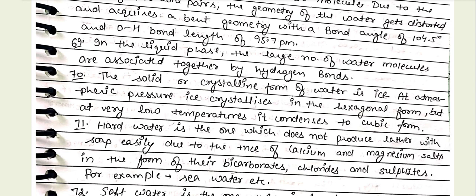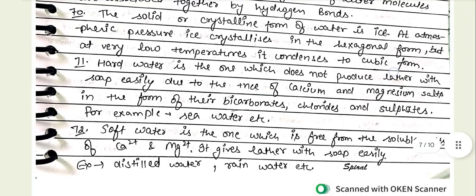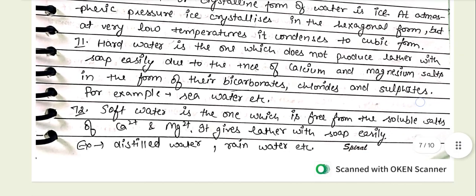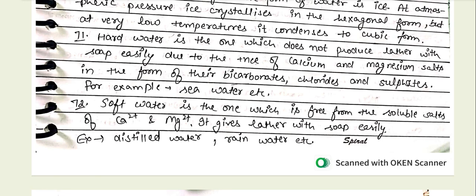In the liquid phase, a large number of water molecules are associated together by hydrogen bonds. The solid or crystalline form of water is ice. At atmospheric pressure, ice crystallizes in the hexagonal form, but at very low temperature, it condenses to the cubic form. Hard water is the one which does not produce lather with soap easily due to the presence of calcium and magnesium salts in the form of their bicarbonates, chlorides, and sulfates. For example, seawater.